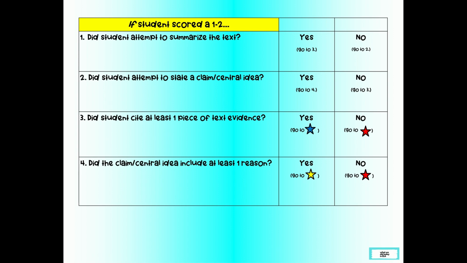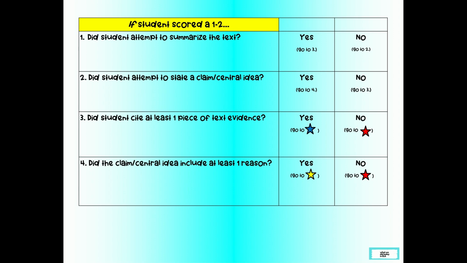So these are going to be the 4 questions we ask in order to get specific about our next steps. So the first question would be, did the student attempt to summarize the text? If yes, go to question number 3. If no, go to the second question. Question number 2, did the student attempt to state a claim or central idea? If yes, go to question 4. If no, go to question 3.